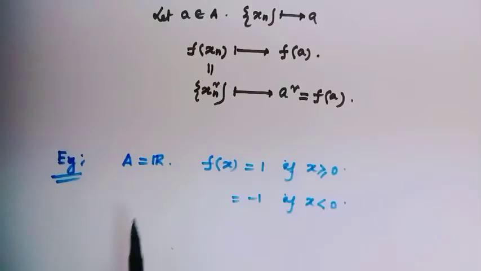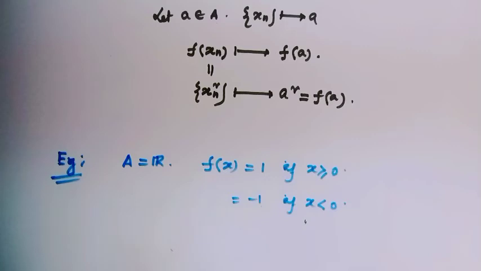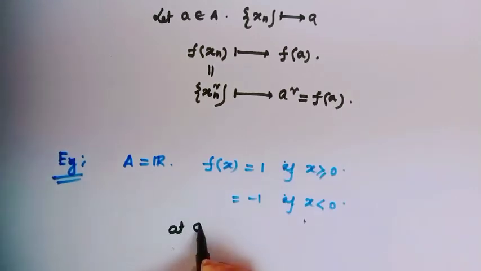Okay. Let's consider the new function. Here A equal to whole R, and f of x equal to 1 if x greater than or equal to 0, and f of x equal to minus 1 if x less than 0. The picture of this function is very easy. Can you draw it easily? Now I want to check, because here it breaks down only at the point 0. Now I want to check the continuity at origin.